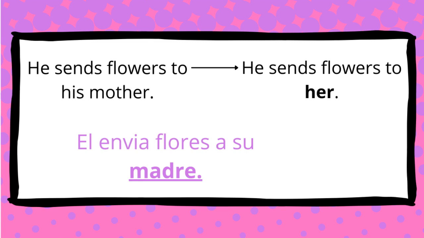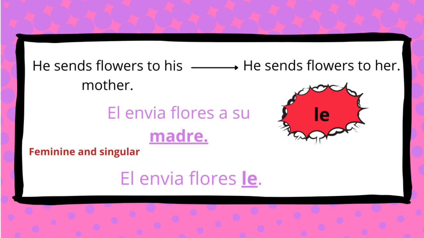Él envía flores a su madre. Él is our subject. Envía is our verb, which means to send. So, who is he sending these flowers to? Madre, his mother. All right, so let's go ahead and replace madre with an indirect object pronoun. Madre is feminine and singular. So we replace madre with the indirect object pronoun le.